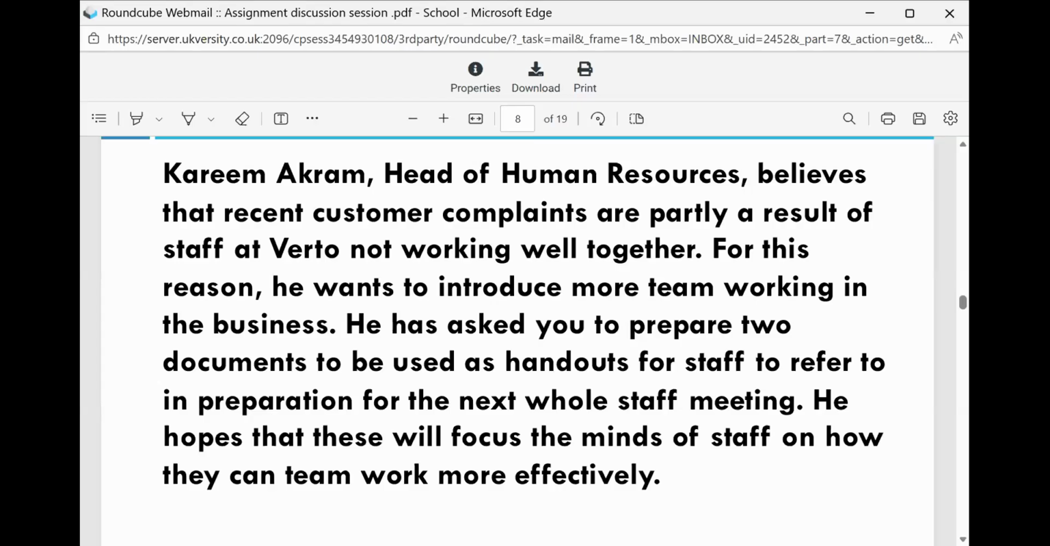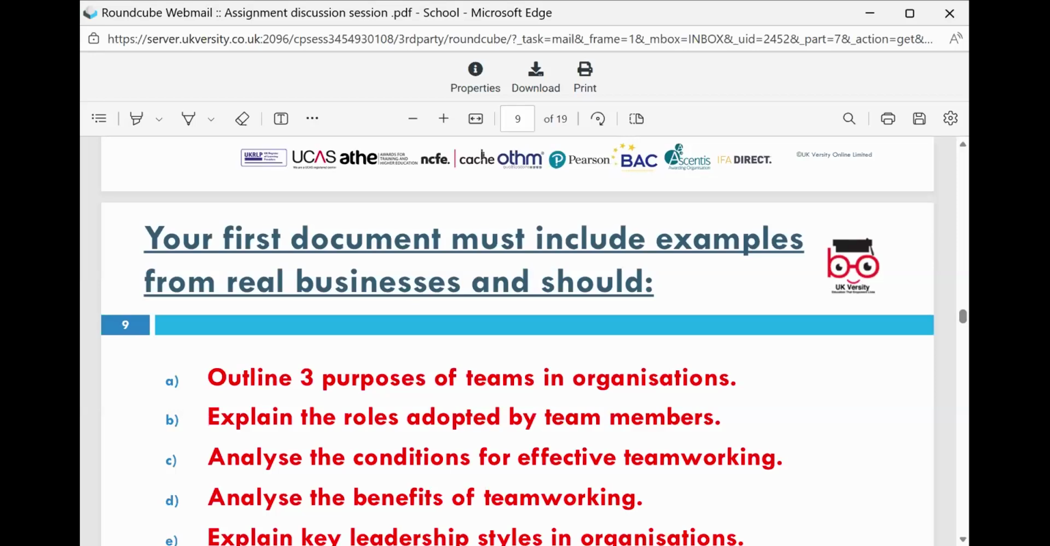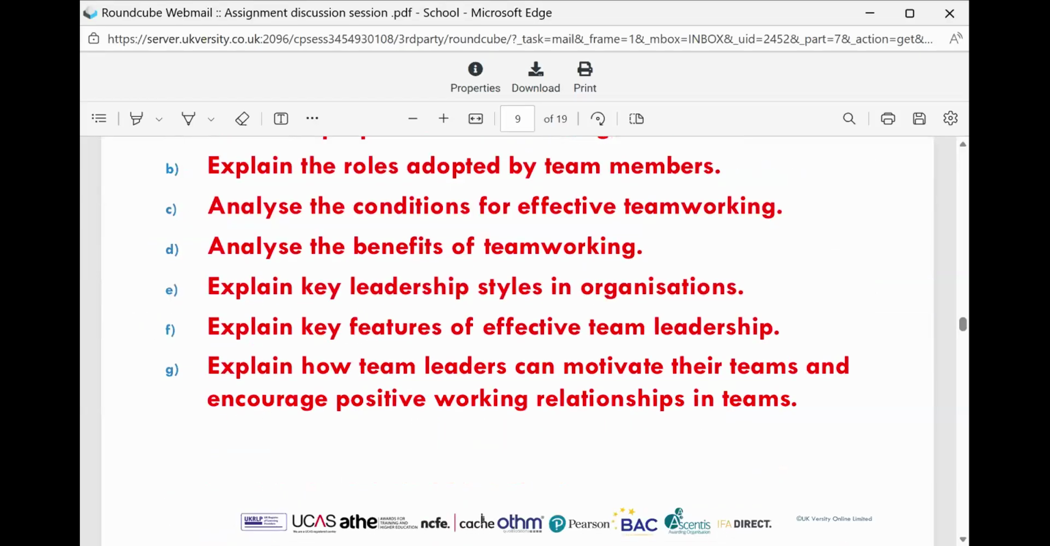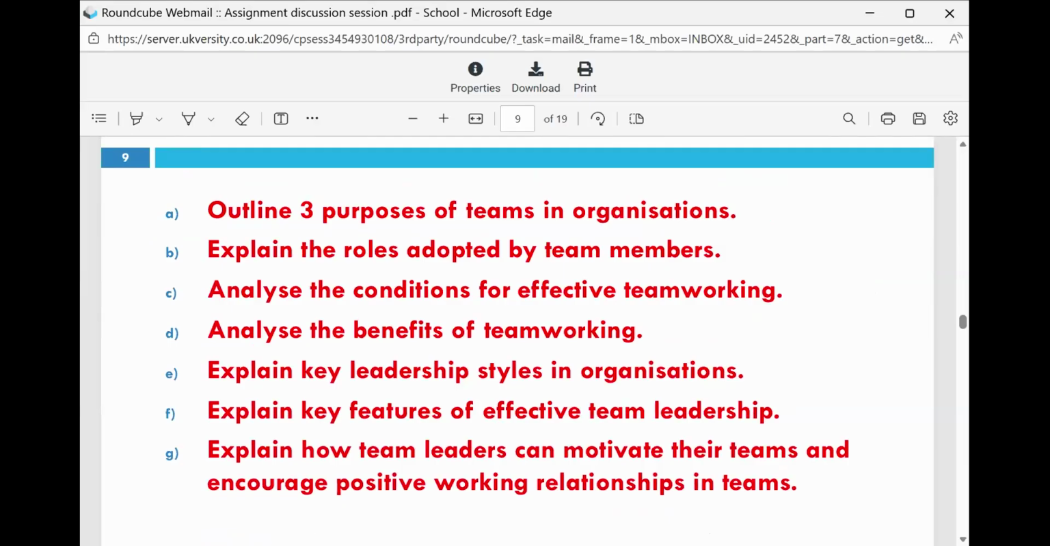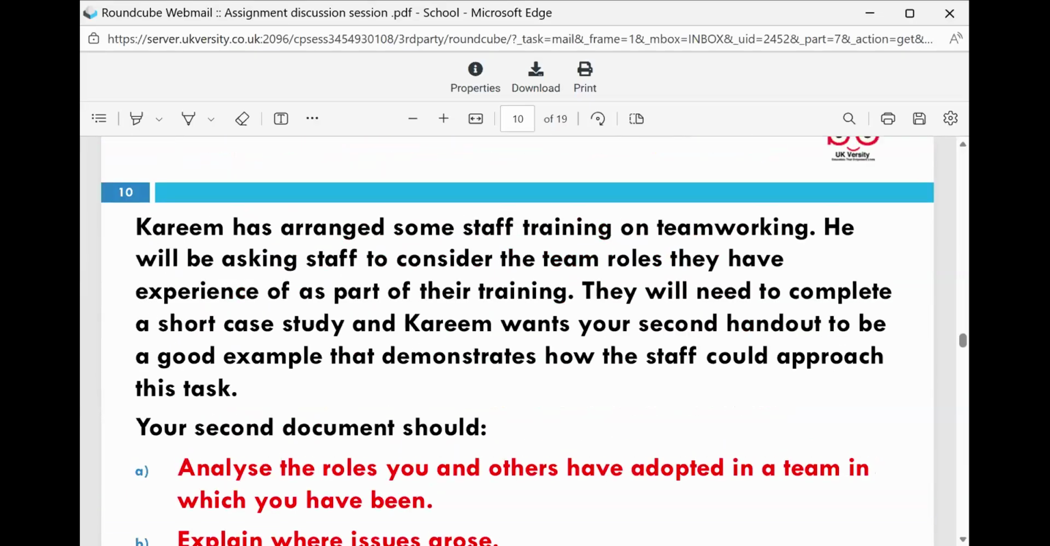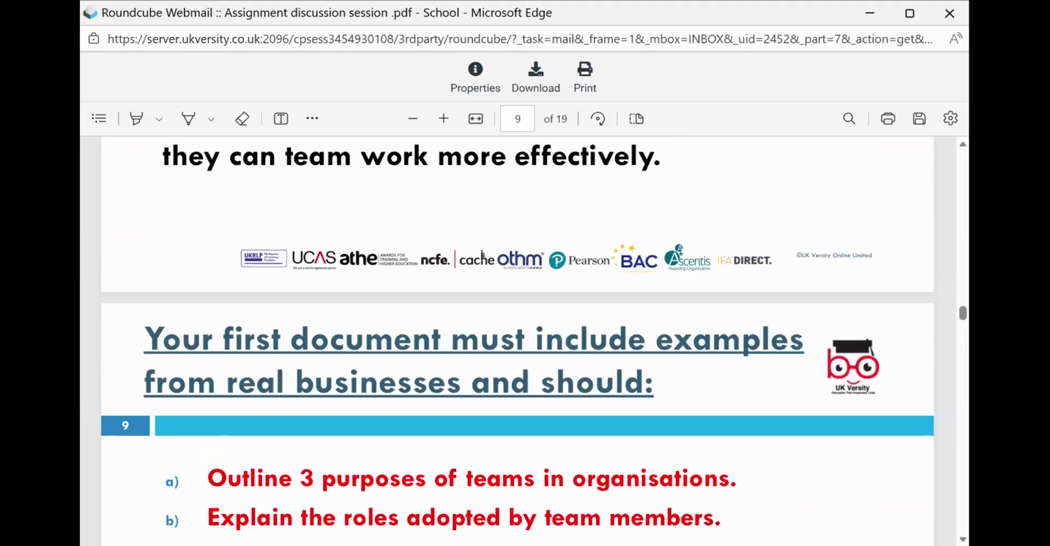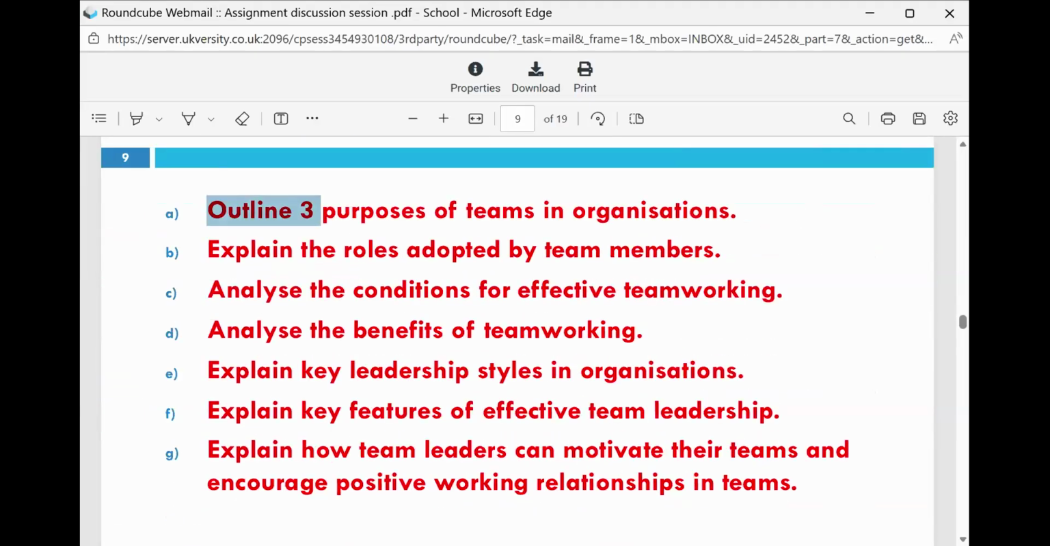So here you will be looking at elements of working around what Kareem wants you to do and looking at the learning outcomes. Okay. So your first document must include examples from real businesses and should outline the following. So you've got 1, 2, 3, 4, 5, 6, 7 things to do for this. Okay. So firstly, he wants you in task 1, you need to outline 3 purposes of teams in organizations. So here you need to look at the element of teamwork in organizations and what identifies that. So you need to make sure you are outlining 3 elements of teamwork.